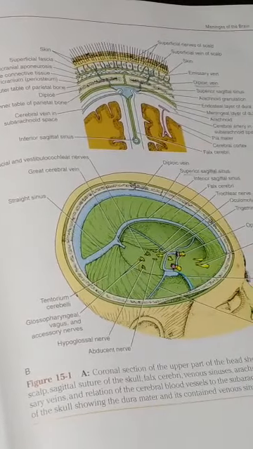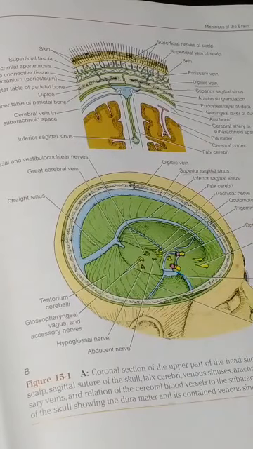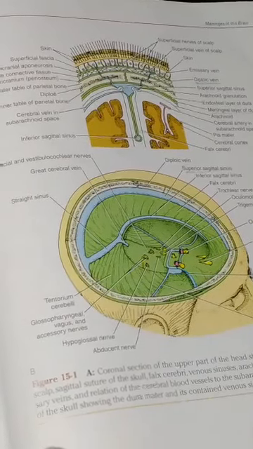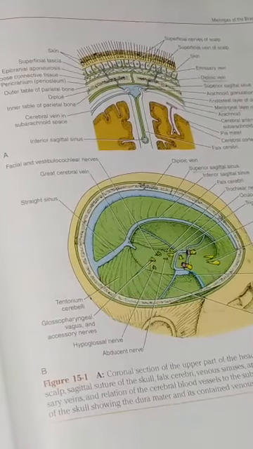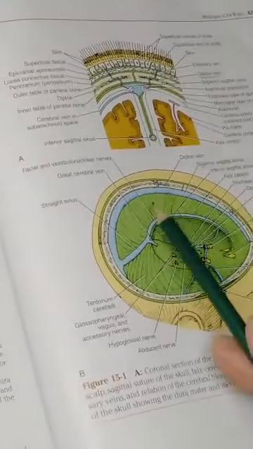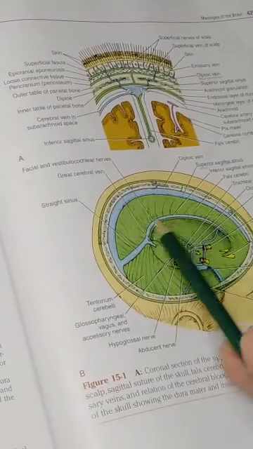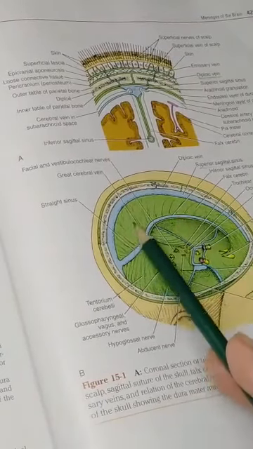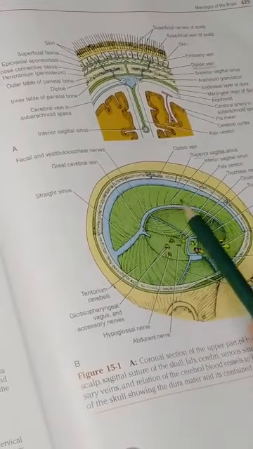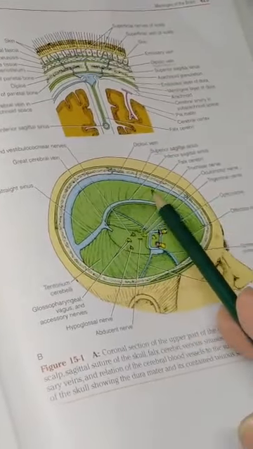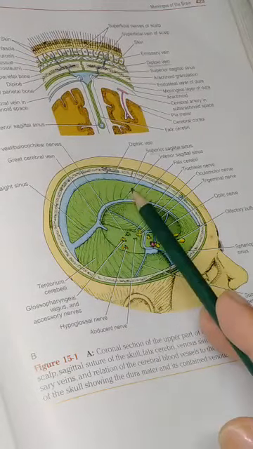So we'll take up the important special structures derived from the Dura Mater. There are specialized structures derived from the Dura Mater. One, you have this sickle-shaped Dura Mater, which we call falx cerebri. Okay, this is the falx cerebri.